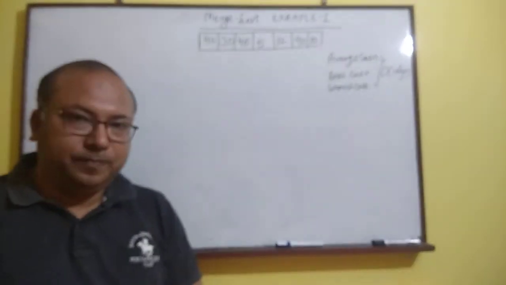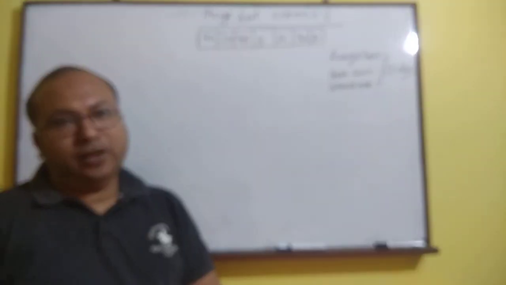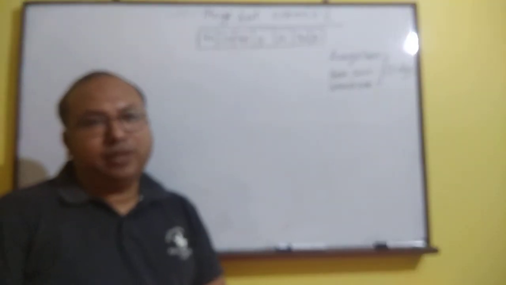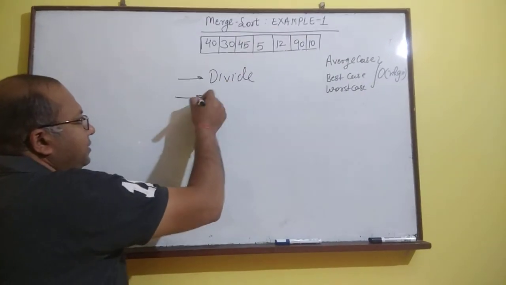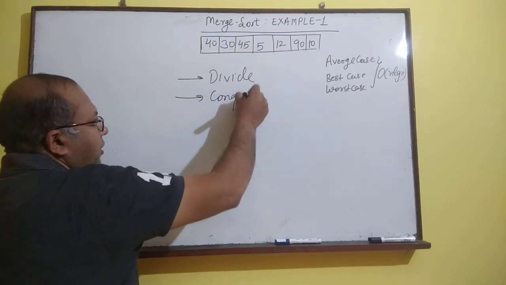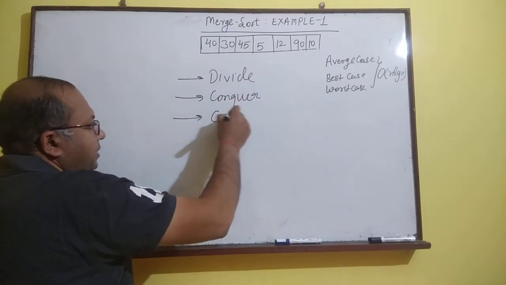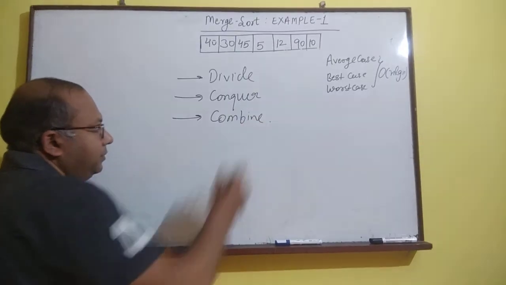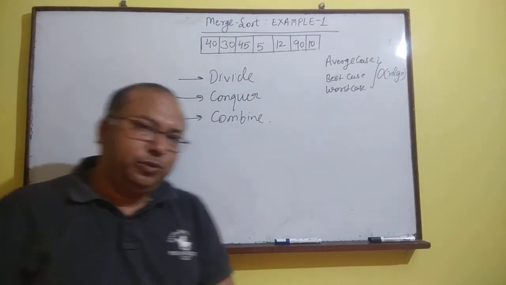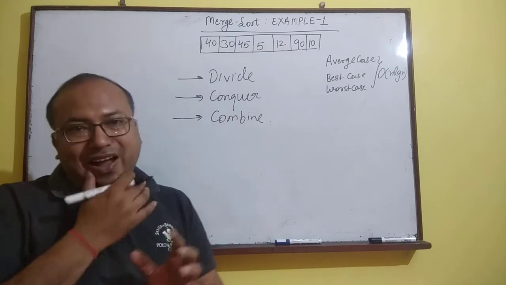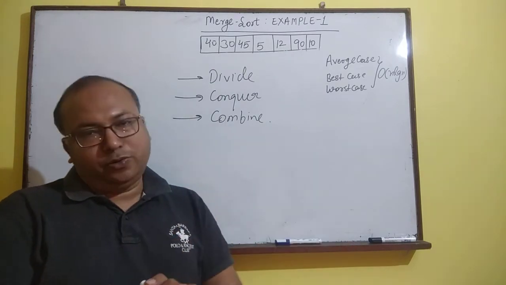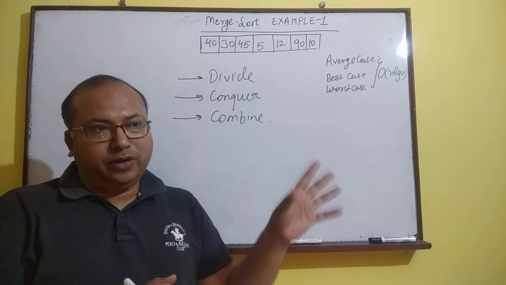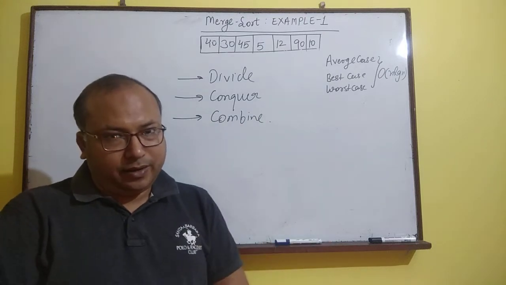As this algorithm is based upon divide and conquer, it has three basic steps. The first step is divide, the second step is conquer, and the third step is combine. What we will do in merge sort is first divide our array into two parts. From the middle, we divide the array into two parts. Now we have two different arrays, the left array and the right array.